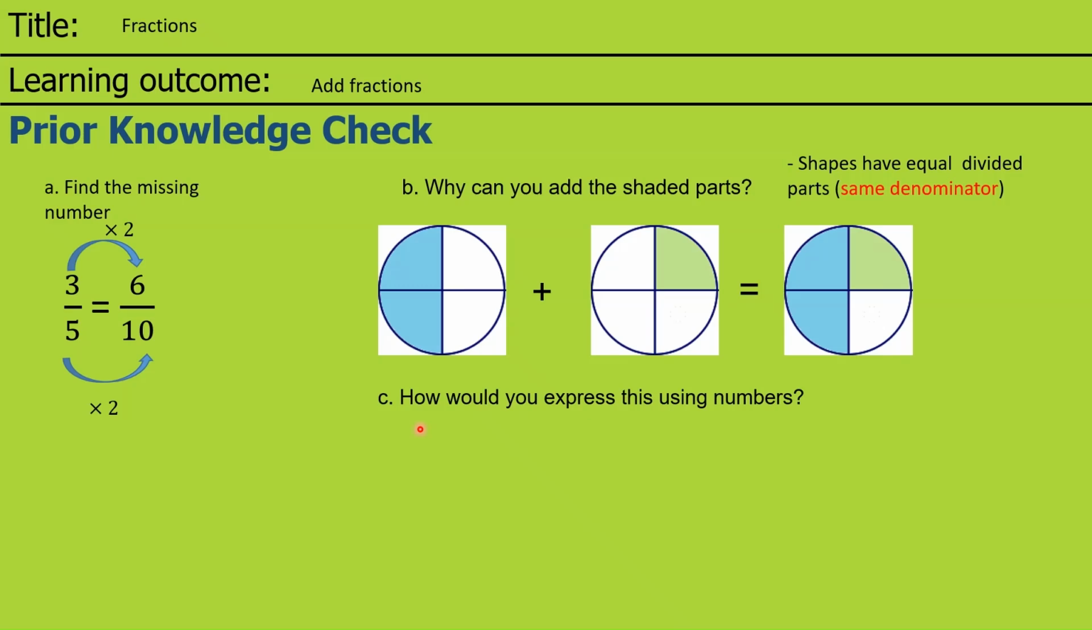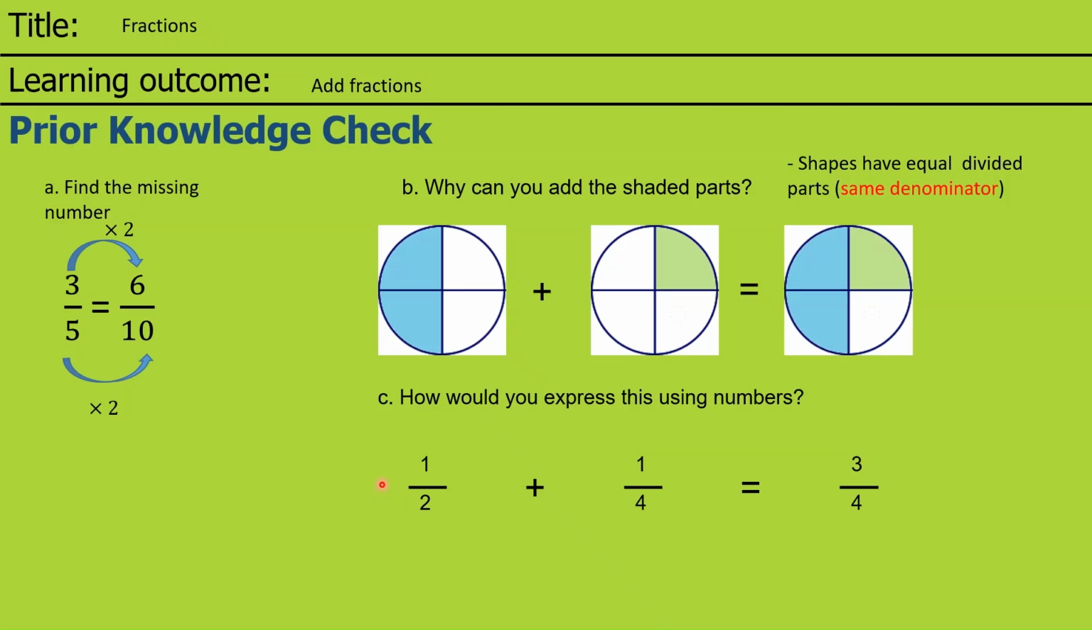How would you express these using numbers? We can say a half, add 1/4 is 3/4. Or we could use the same number of divided parts, which is 4, same denominator of 4.